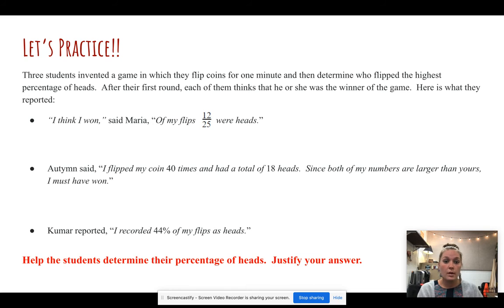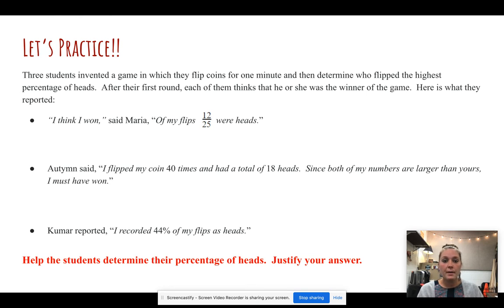Maria thinks that she won. Of her flips, 12/25ths were heads. Autumn thinks she won and she flipped 40 coins or 40 times and had a total of 18 heads. And she thinks because both of her numbers were bigger than Maria's that she won. And Kumar said, I got 44% of my flips as heads. So which student had the highest percentage of heads?